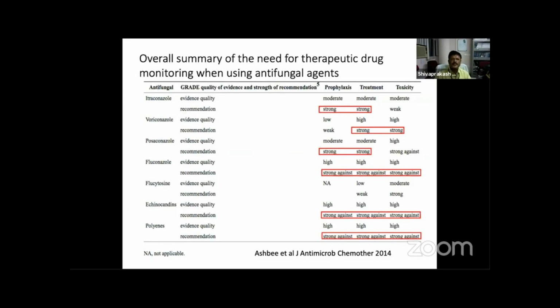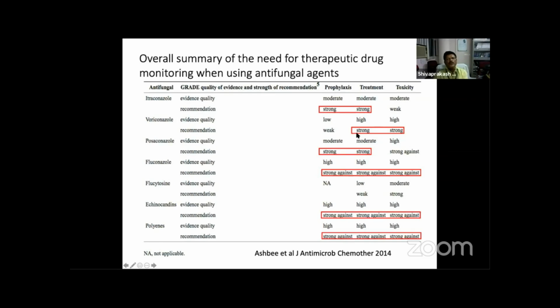So this is a table that has been compiled by Ruta B, which is published. So till now it holds good. But a little bit more data are there for posaconazole. For itraconazole, for example, you can do TDM when you are giving the drug as prophylaxis or for proper treatment, as well as when there is toxicity. For itraconazole toxicity, the recommendation is very weak. You have a strong recommendation both for prophylaxis and treatment.